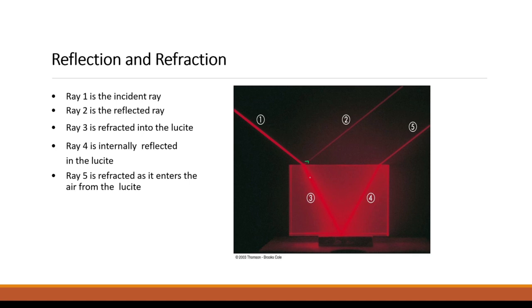And so it's inside the Lucite now, and when it hits the mirror, it gets internally reflected. So we have ray 4, which is another reflection, and then it comes back out. From 4 to 5, we have the medium switched. It's coming from the Lucite and into air or the vacuum, whichever one it is, and so it refracts once again. And so we have both reflection and refraction happening in the same system.